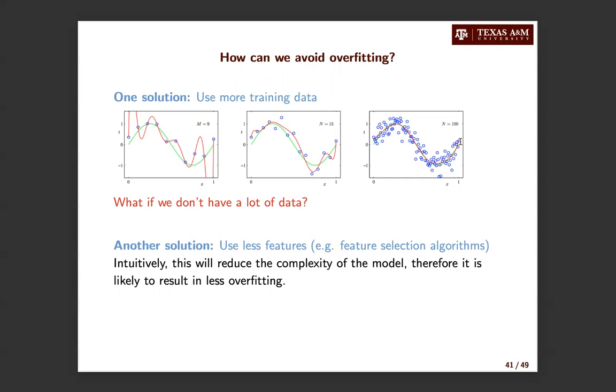Another solution, if we do not have enough data, is to use fewer features. We can use features that we believe are the most indicative of our outcome, or features that are not very much related to each other, and therefore do not provide redundant information.